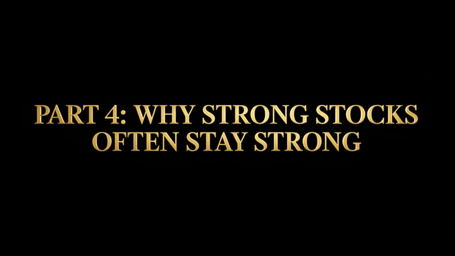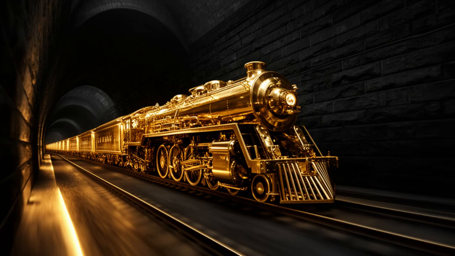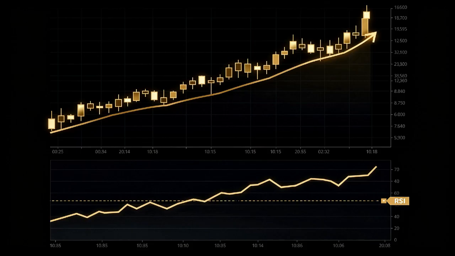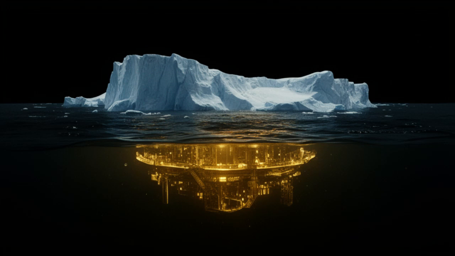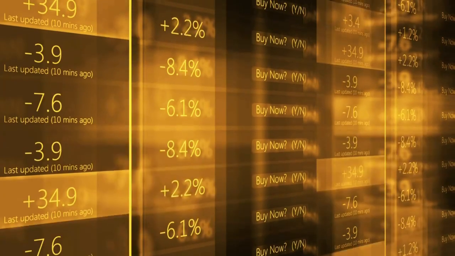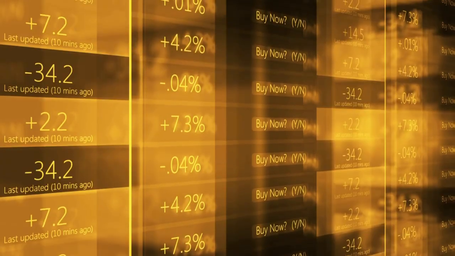Part 4. Why strong stocks often stay strong. One of the biggest surprises for beginners is this. Strong stocks often stay strong. Weak stocks often stay weak. A stock reaching an RSI above 70 doesn't automatically mean it will collapse. Sometimes it means institutions are aggressively buying. Sometimes it means demand is overwhelming supply. Sometimes it means momentum is exceptionally strong.